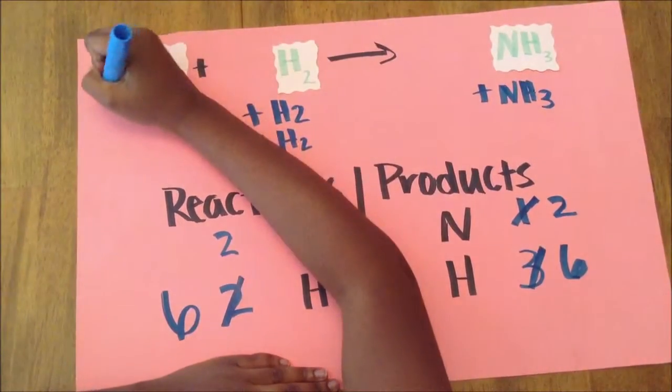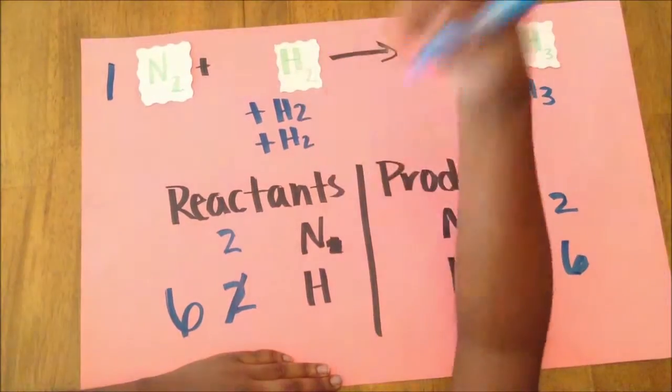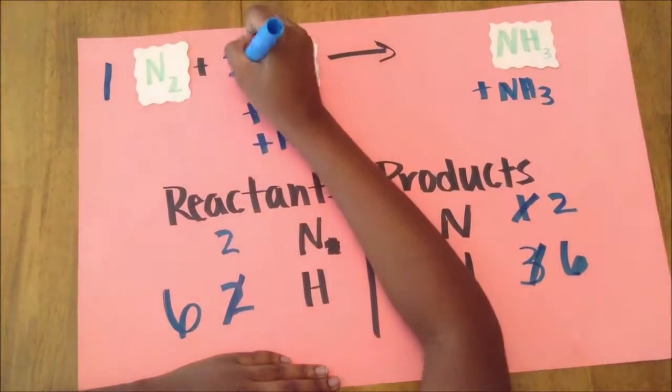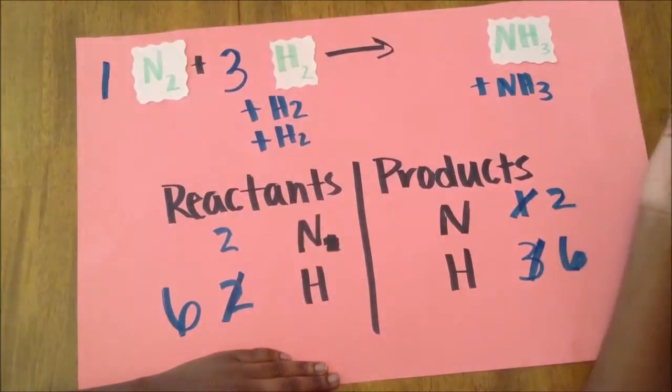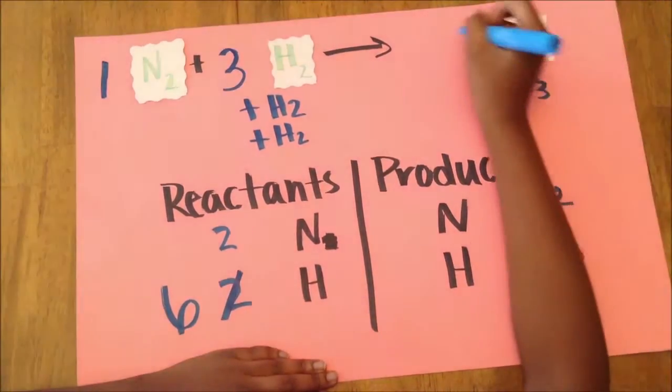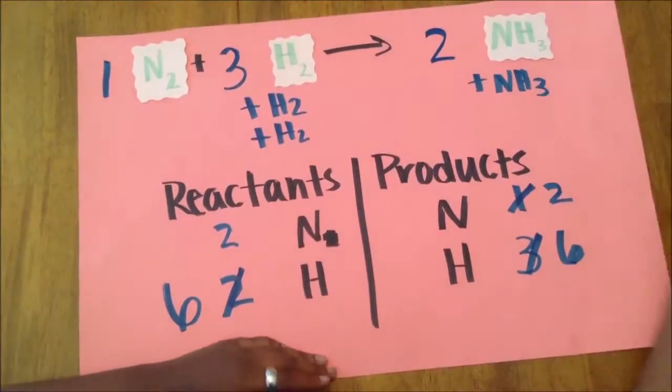So now there's 1 N2 plus 3 H2s yields 2 NH3s.